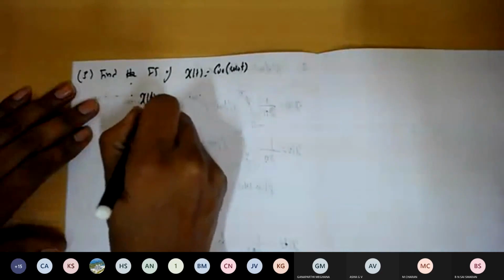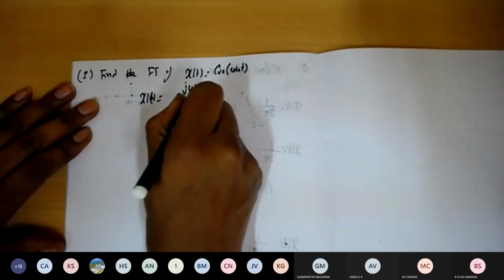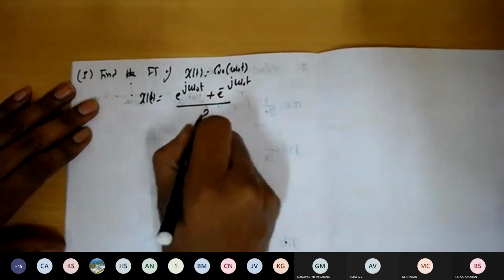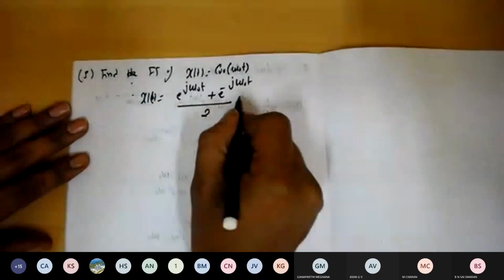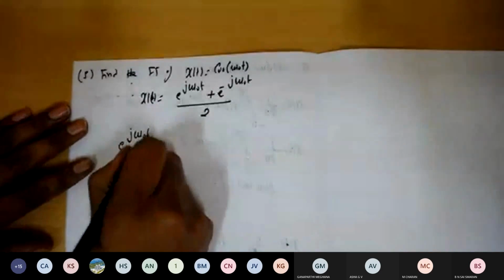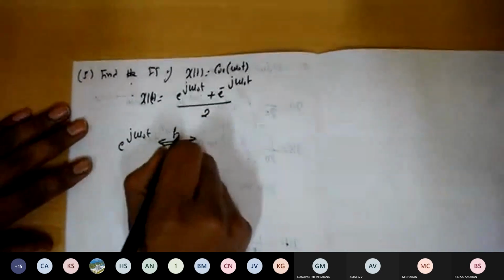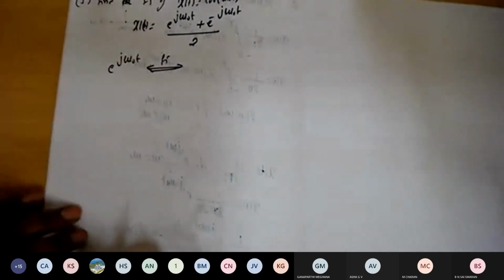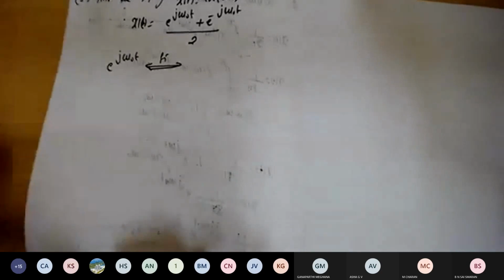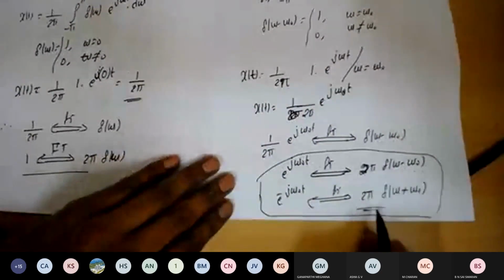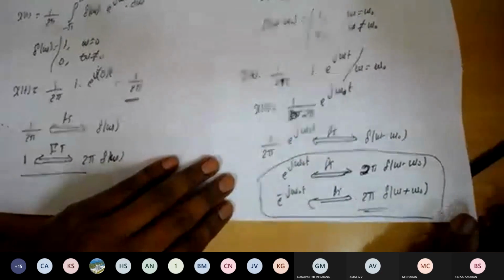So x of t is equal to e to the power of j omega naught t plus e to the power of minus j omega naught t, divided by 2. And we know the Fourier transform of e to the power of j omega naught t and e to the power of minus j omega naught t. As we did in the previous class, its Fourier transform is 2 pi into delta of omega minus omega naught. So we are seeing the pair of Fourier transforms, 2 pi into delta of omega minus omega naught, and 2 pi into delta of omega plus omega naught for the negative exponential.